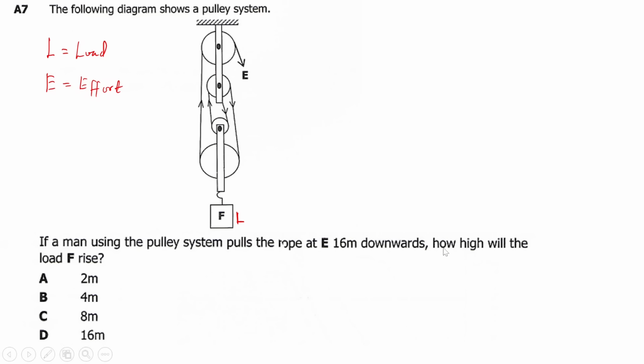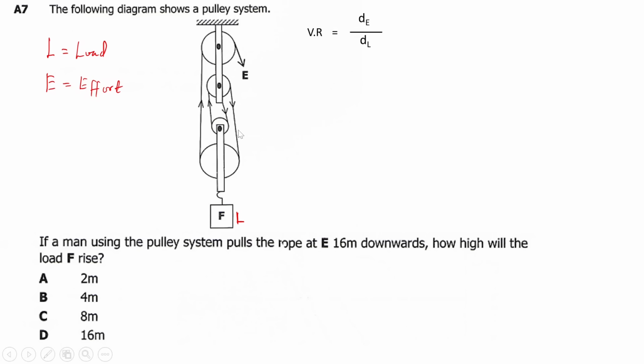Now, if they say, how high will the load F rise? Since they are looking at distances, you are dealing with a velocity ratio. Velocity ratio, which is abbreviated VR, is equal to dE, the distance moved by effort, over dL, the distance moved by load. Now, you must know that the velocity ratio in this pulley system is already given.